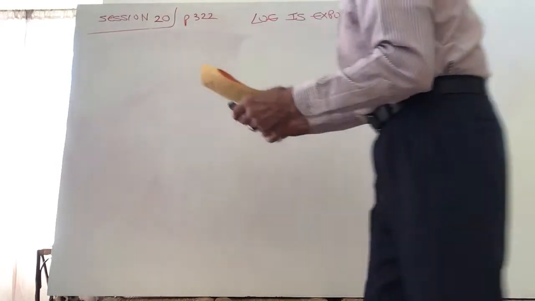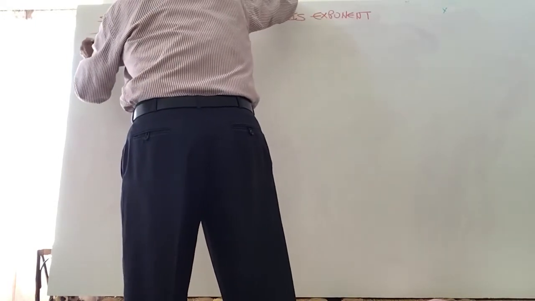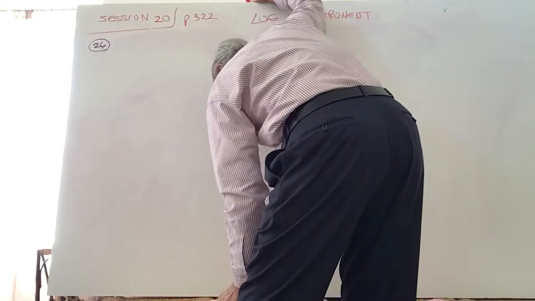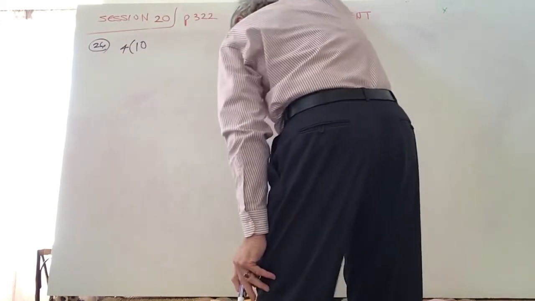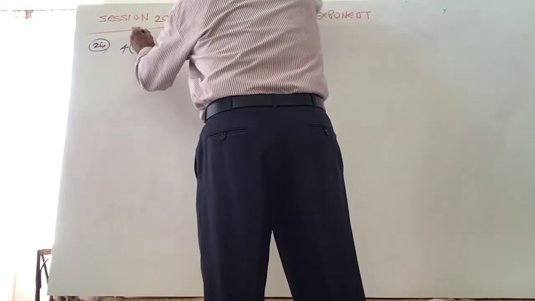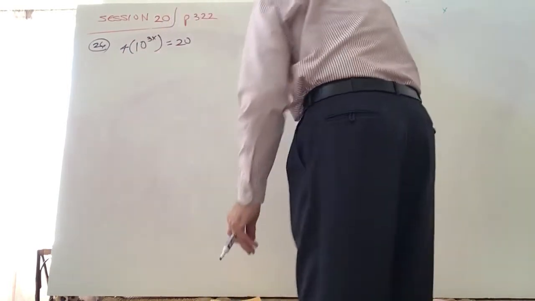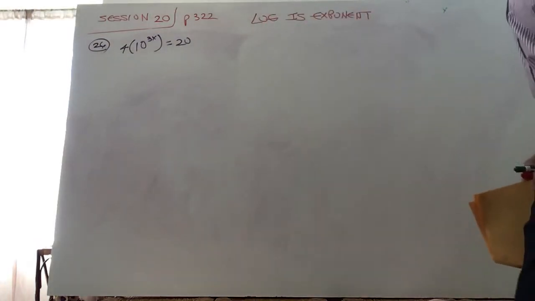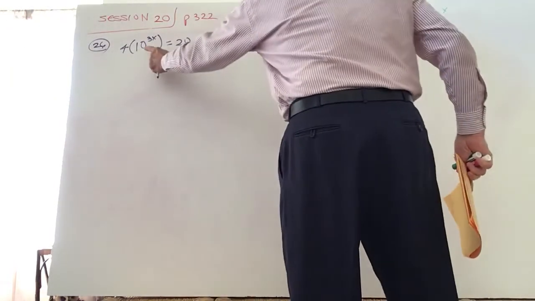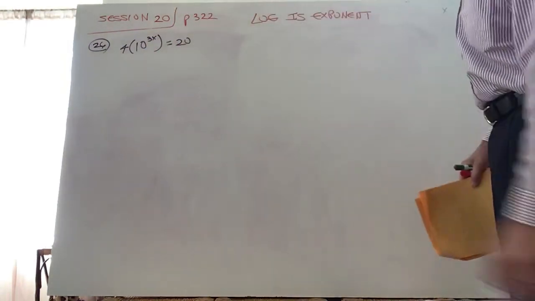Looking at number 26 next. 26 is 4 times 10 to the 3x equals 20. Be careful, this is not 40. You don't multiply the 4 times 10. Remember, what we do is we proceed to deal with the exponents first and then multiplication and division. So you don't want to call that 40.